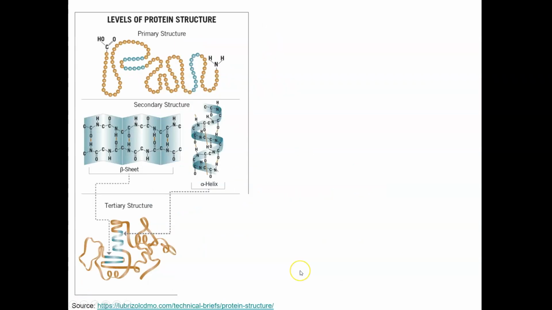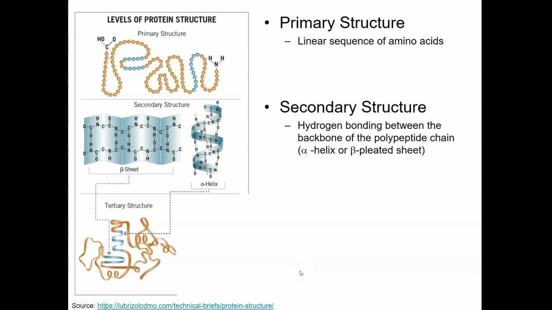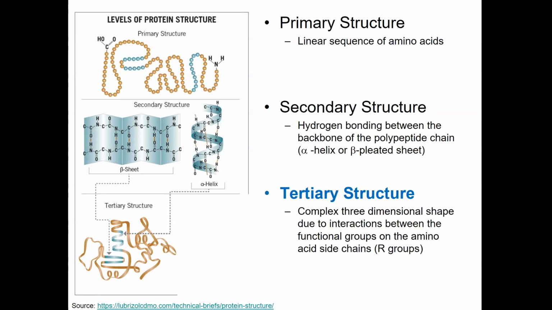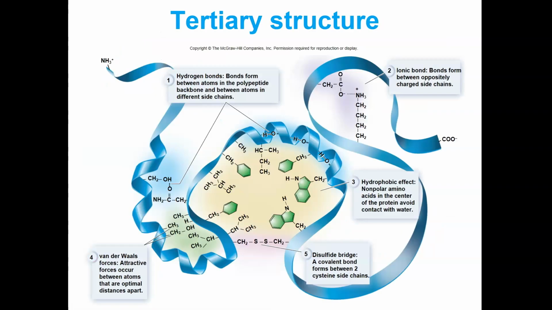So far we have talked about primary structure, secondary structure, and now we're going to talk about the tertiary structure. The tertiary structure is what gives it a particular 3-dimensional shape, and this is due to interactions taking place between the R groups. So now we will begin to talk about those actual R groups.